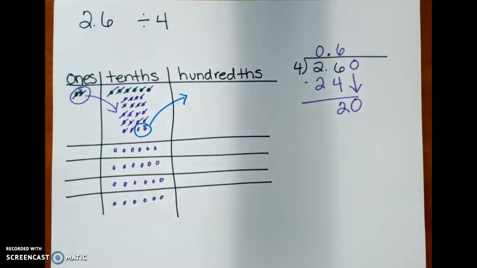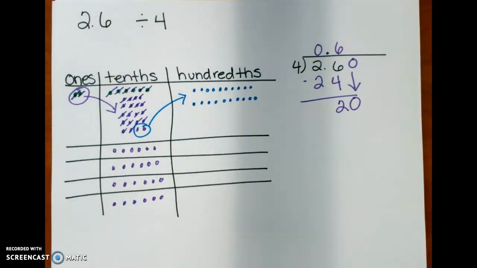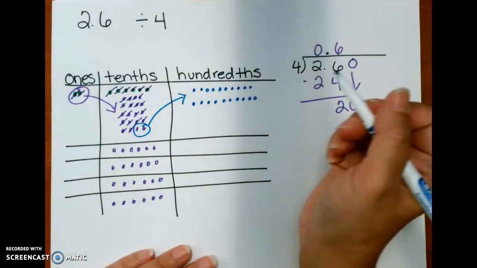Go ahead and draw your 20 hundredths. Once we have our 20 hundredths, we're going to again divide them into 4 groups. 20 divided by 4 is 5, so I'm going to put 5 in each group.